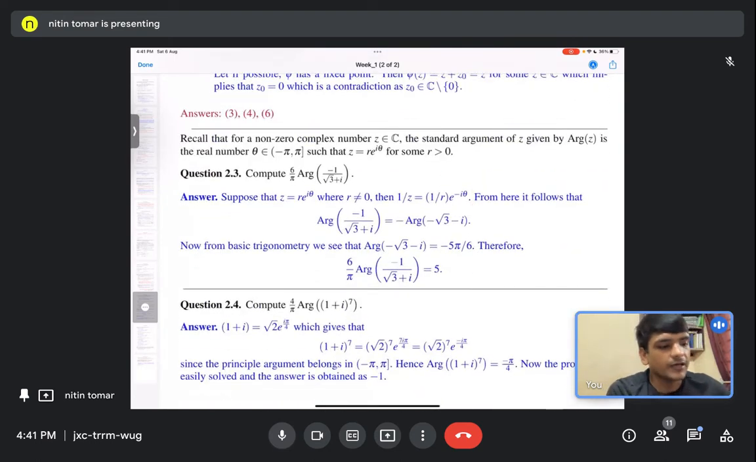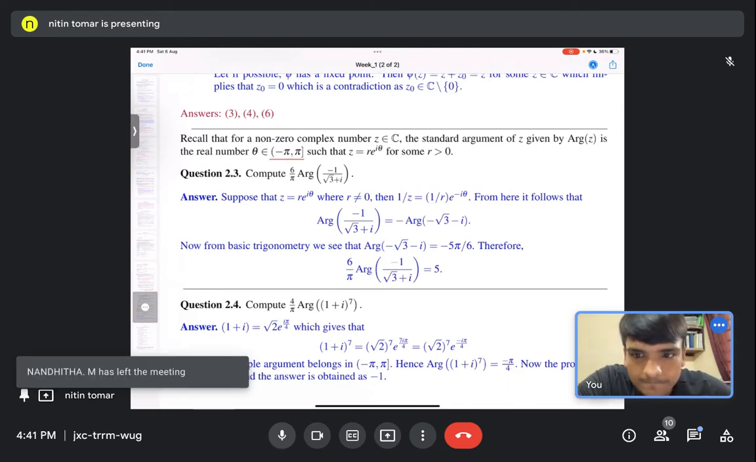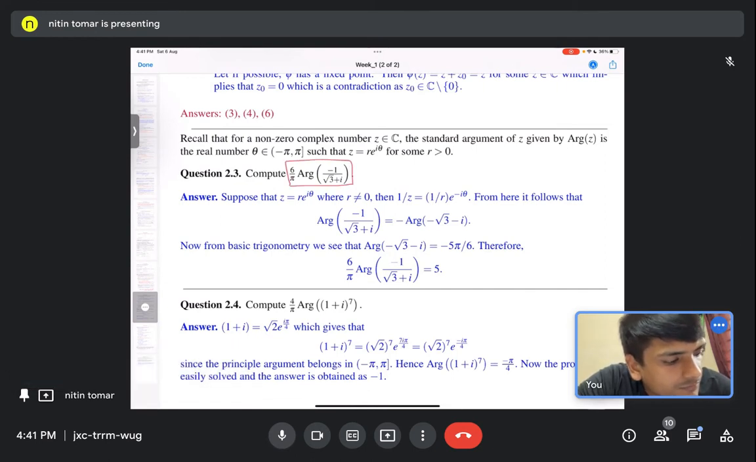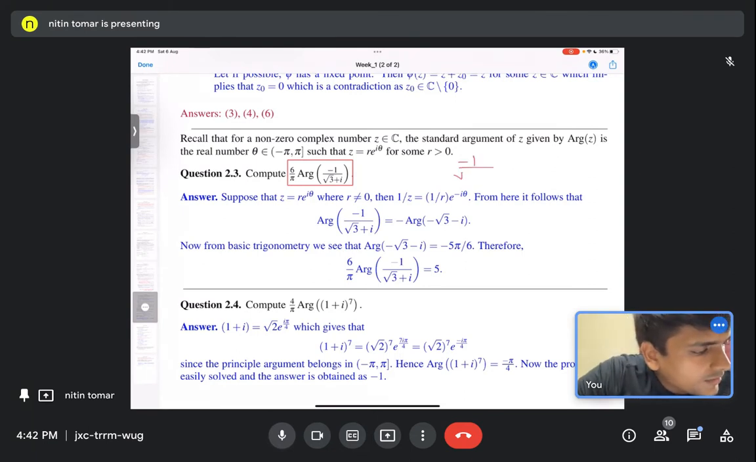Now this argument, by definition, is the principal argument, which is taken in the interval open minus pi to closed pi. Now the question is, compute this value. So what is minus 1 upon root 3 plus i? You just rationalize it, and you will have, just a minute, minus root 3 plus iota.